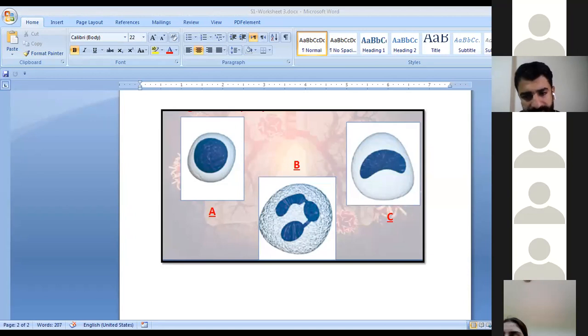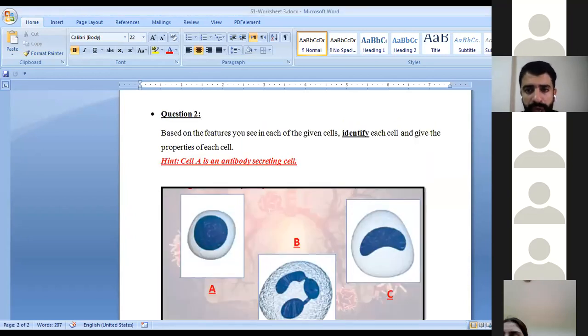This is the worksheet. This is a simple one. Hope this will help you to find the solution. The solution is found on the drive, and you can find it on the school app as well.